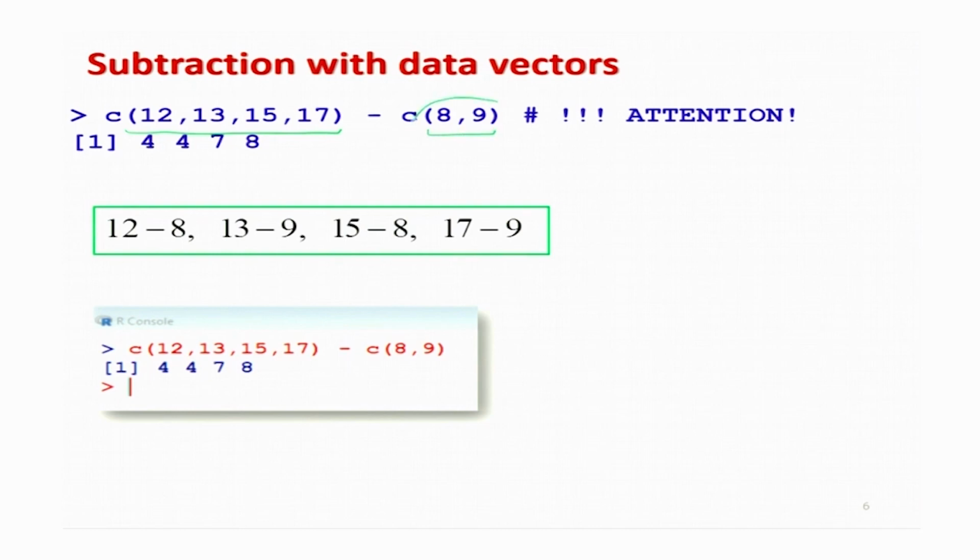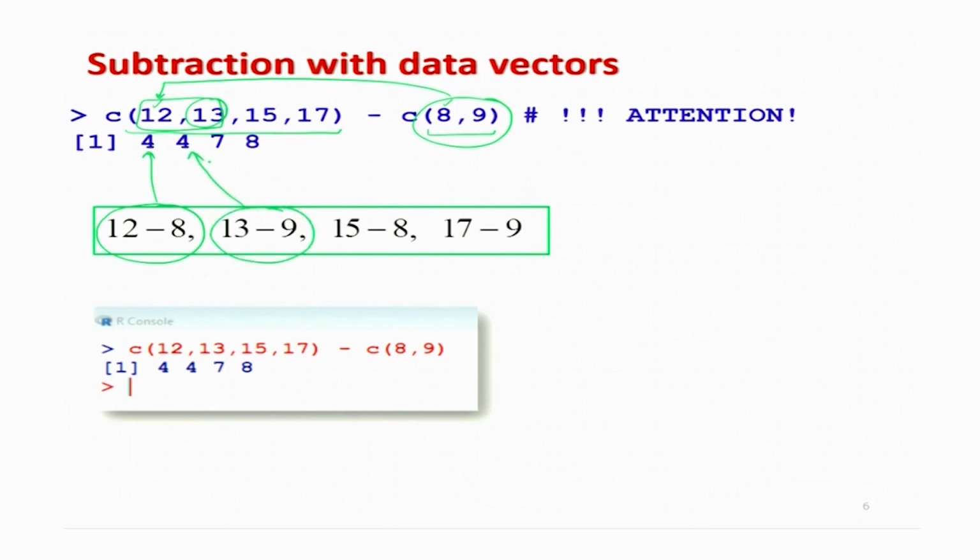These 2 values 8 and 9, first they will come here and they will be operated with the first 2 values in the data vector 1. So, one value here 12, that is the first value in the data vector 1, and another value 8, which is the first value in the data vector 2, they will be operated as 12 minus 8, and the answer will come out to be 4. And then after this, the value 9 will be operated with 13. So, the second value in the data vector 1 and the second value in the data vector 2, which are here 13 and 9, they will be subtracted, and the answer will come out to be minus 4.